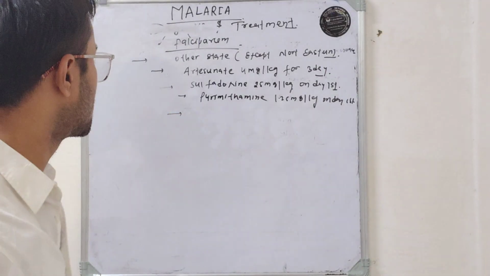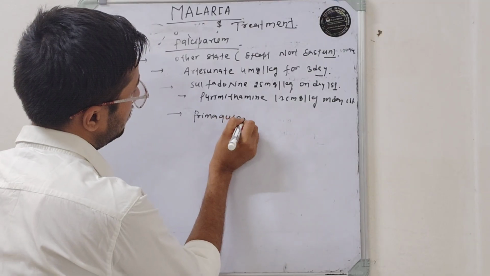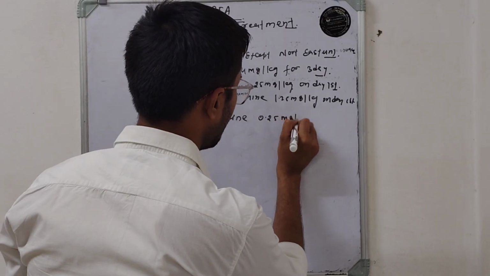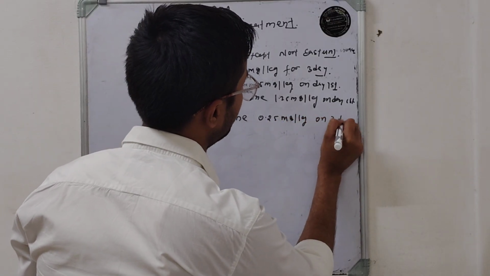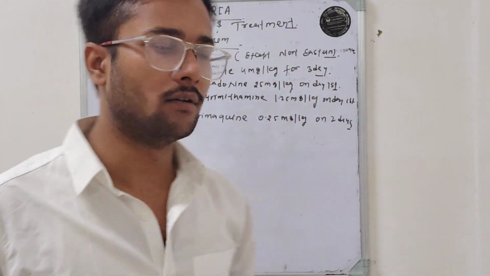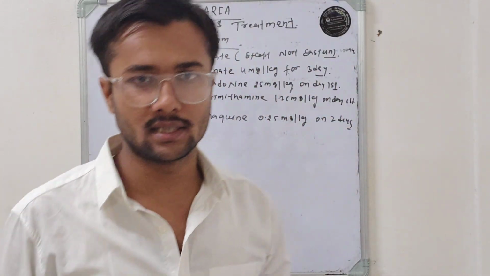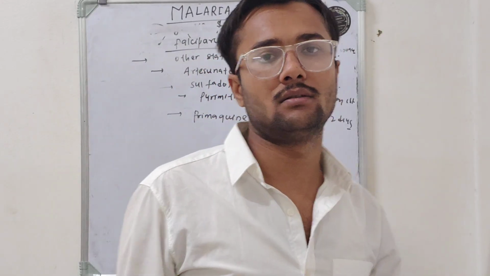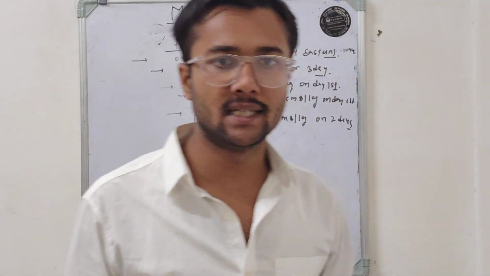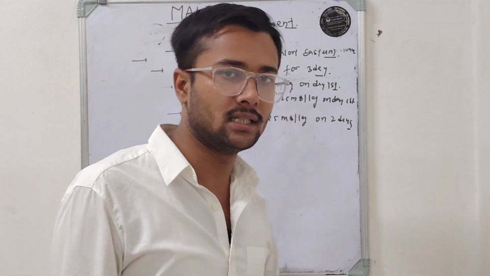Okay, the fourth thing is primaquine at a dose of 0.25 milligram per kg on the second day. So this artesunate is given for 3 days at a dose of 4 milligram per kg, the sulfadoxine and pyrimethamine are given only on day first, and the fourth tablet, primaquine, at a dose of 0.25 milligram per kg, is given on the second day. So these are the regimens for the treatment of falciparum malaria in other states.